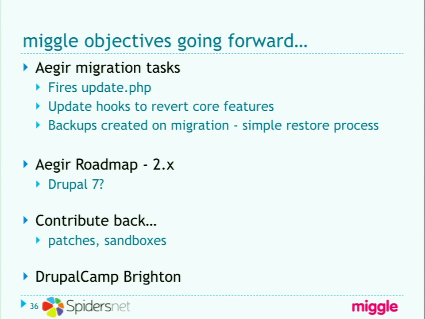So our objectives with the platform going forward: we have now handed it over to the client, but we have kept the ability to add different update hooks. Moving from one version of the platform to the next is just a case of including our different changes within an update hook that we supply to the client. Generally, the migration tasks on Aegir handle all of those different changes from one version to the next for us. We're studying the Aegir roadmap closely to see where this version of the platform lives within it. And as I said, we've contributed back a number of different things.